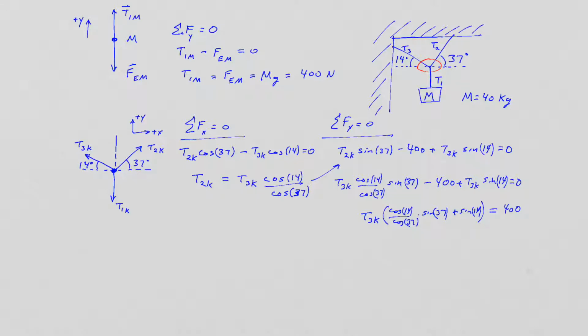Now we're simply going to take the value of T3k as equal to 400 divided by, well, I need to evaluate all of this stuff here, and I can tell you, using my handy calculator, that the value is 0.973, and so that turns out to be about 412 newtons. We can now take this value and just substitute it back into this equation over here to figure out what the value of T2k is. And again, that's just a matter of putting it into the calculator and finding out it's about 500 newtons.